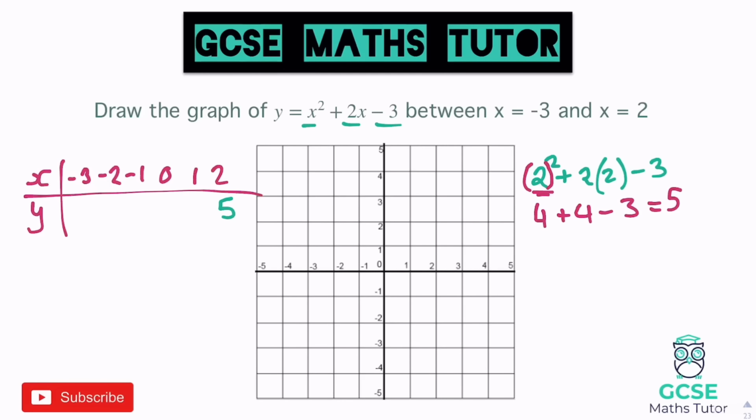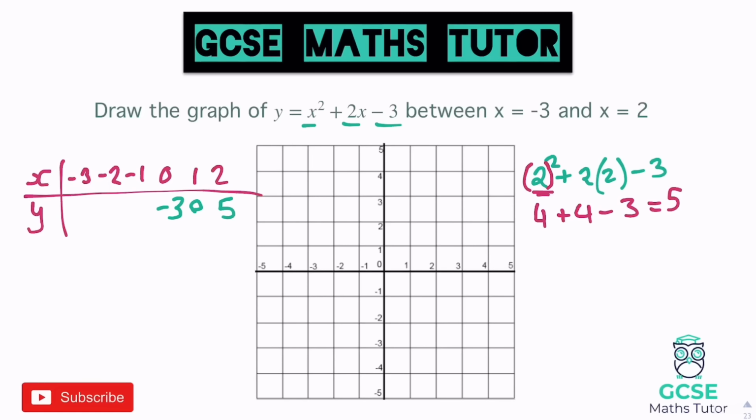Now I'm going to do the other ones a little bit quicker. Let's have a look. So 1 squared is 1, add 2 is 3, take away 3 is 0. 0 squared is 0, add 0 is still 0, take away 3 is negative 3. And here's where we need to be careful. So the first one here is negative 1.